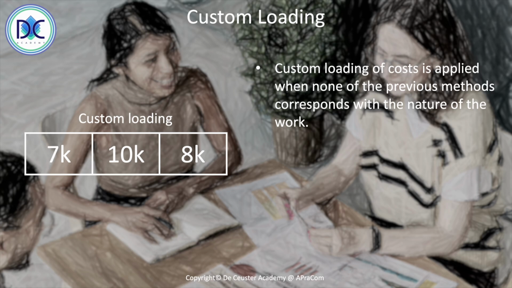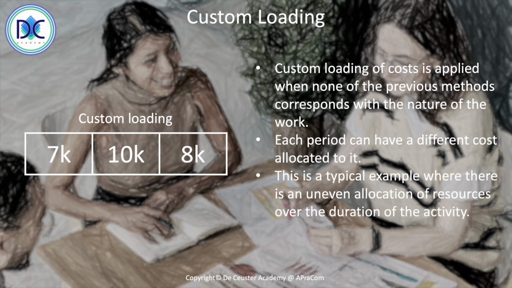It can be different in different ways, and we find out, with the work that we are planning, what is the cost related to the work done in each period. For example, there may be 7 people working in the first period, then 10, and then 8 people. So this could be a reason why we have custom loading. We have an uneven allocation of resources over the duration of the activity, which can be human resources, material resources, and other resources that we are using, like equipment. These are things that we have to plan. We have to see how this activity is going to be performed.